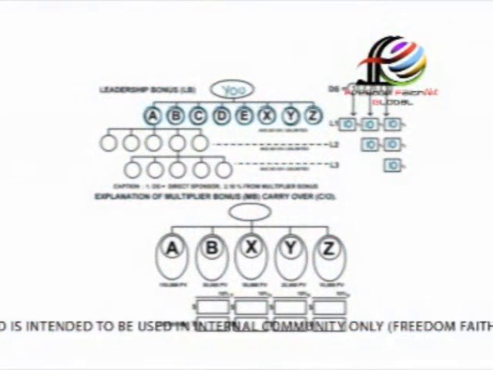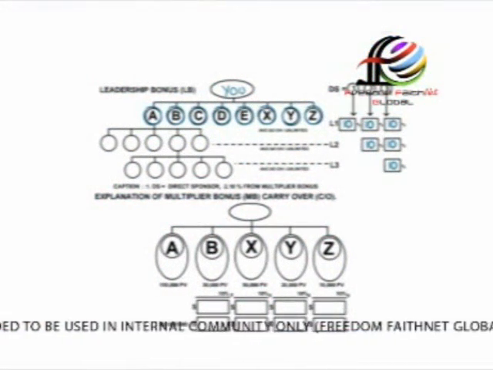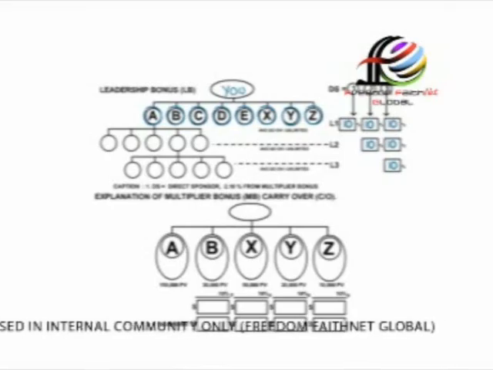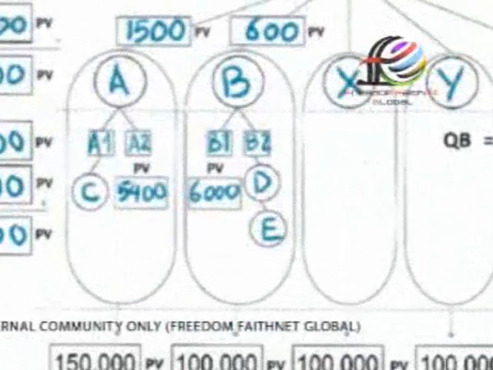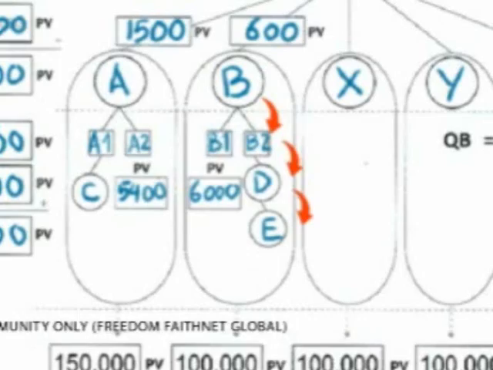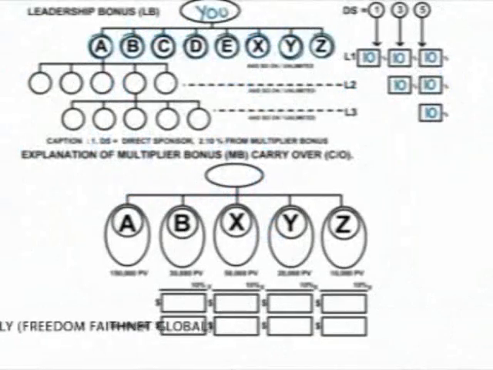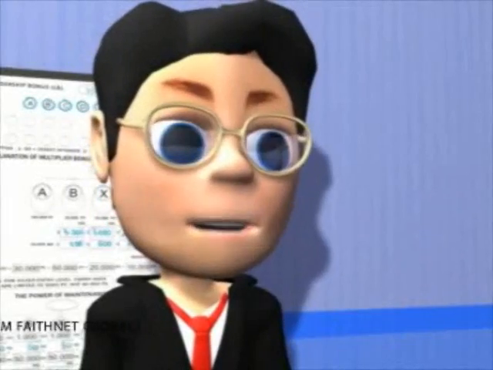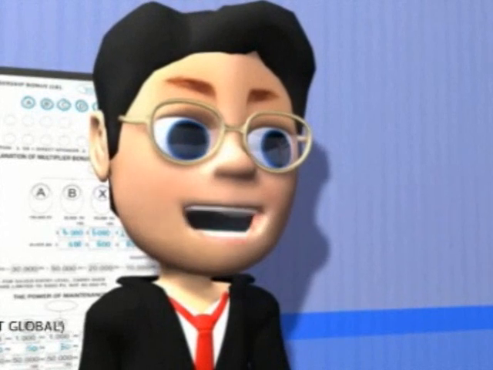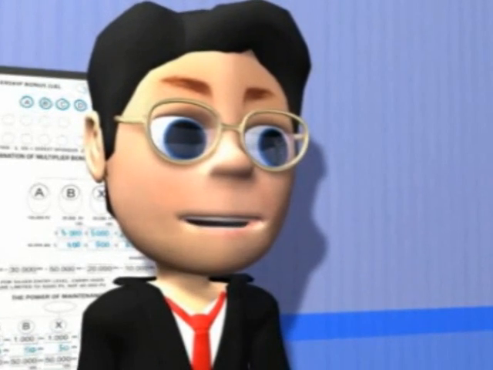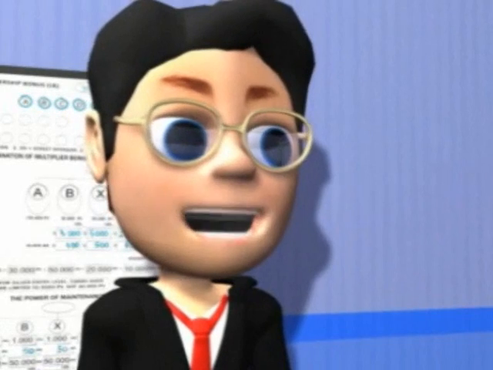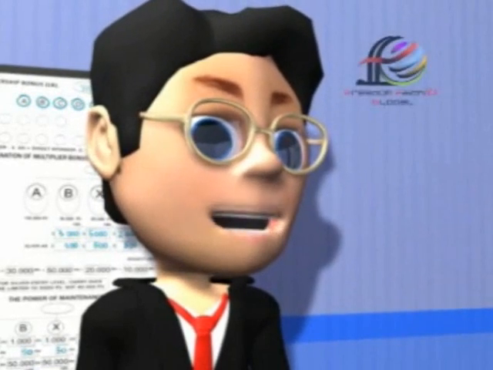One more thing you should pay attention to is E, which is at level 4 of your multiplier bonus. But he is still at level 1 of your leadership bonus. So however deep you place someone on a multiplier bonus, as long as he is a direct sponsor, he will be assumed as a level 1.